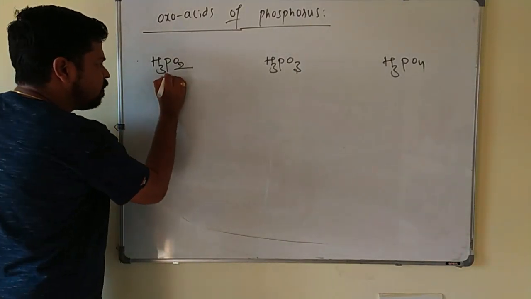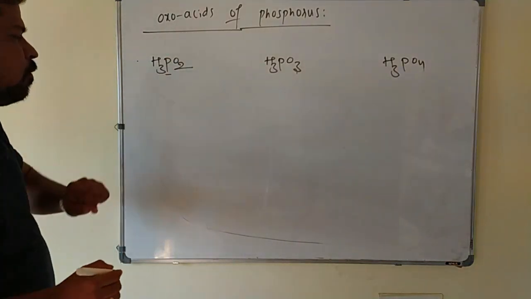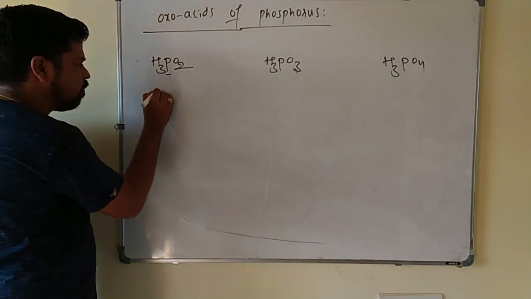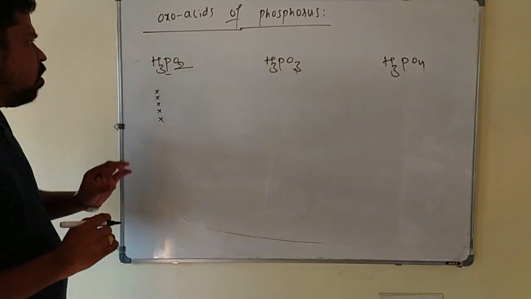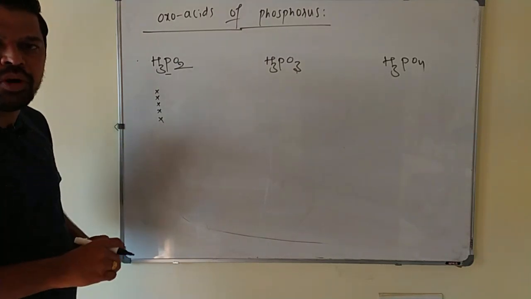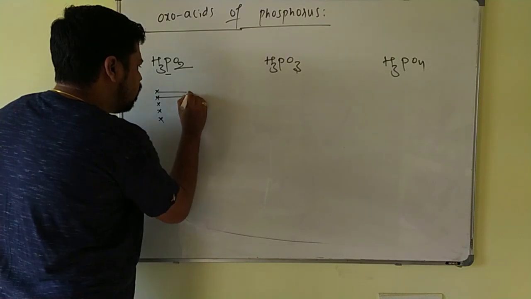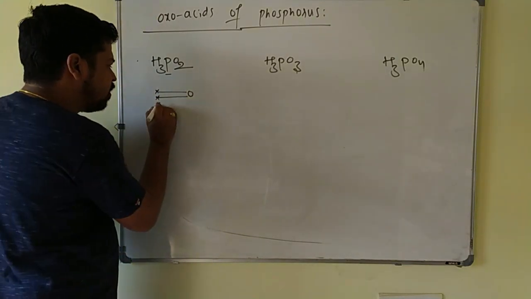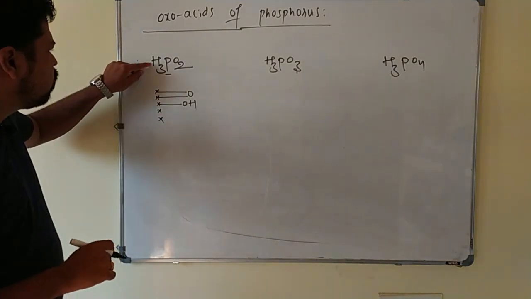To write the structure of these oxo acids, we have to go for the central atom. Which is the central atom here? Phosphorus. So this is having 5 valence electrons. I will write the 5 valence electrons of this phosphorus. Already we know that all the oxo acids contain at least one P double bond O and one OH bond. So by utilizing 2 electrons, we will write one oxygen double bond, and by utilizing 1 electron, we will write one OH bond.